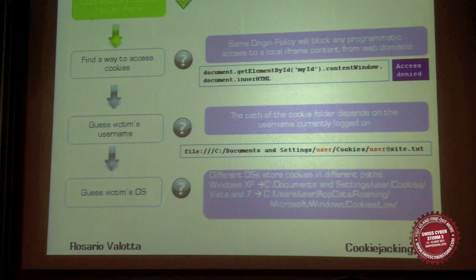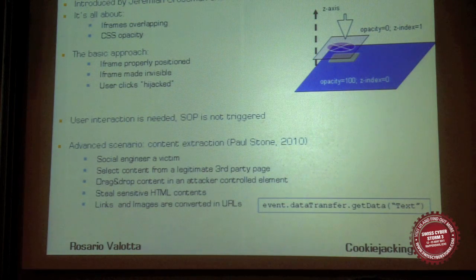Okay, so in order to solve the first issue, let's move on to talking about the other topic of the presentation, I mean clickjacking. Clickjacking is a technique that was introduced in 2008 by Robert Hansen and Jeremiah Grossman. It's all about two things, iframes and style sheets. Through a clever use of overlapping iframes and style sheet transparency, an attacker may trick a victim into clicking on some resource, I mean a button or a link, while this click is actually hijacked by a third-party iframe.